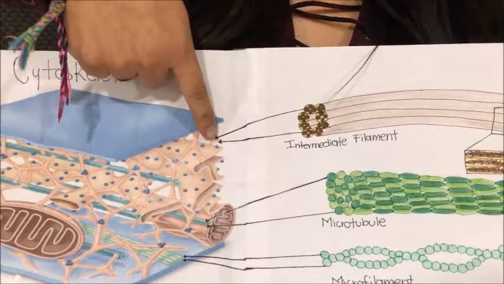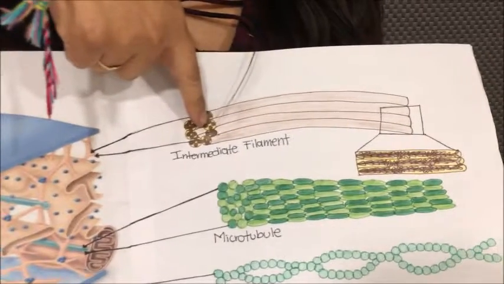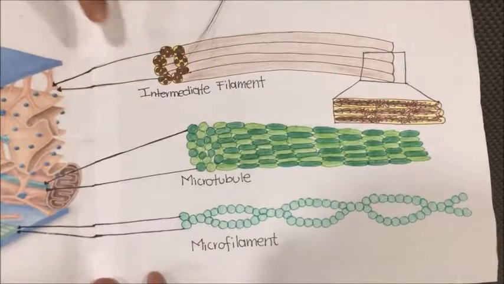Intermediate filaments are made of a variety of proteins, including keratin. It provides mechanical support for the plasma membrane and does not participate in cell motility.